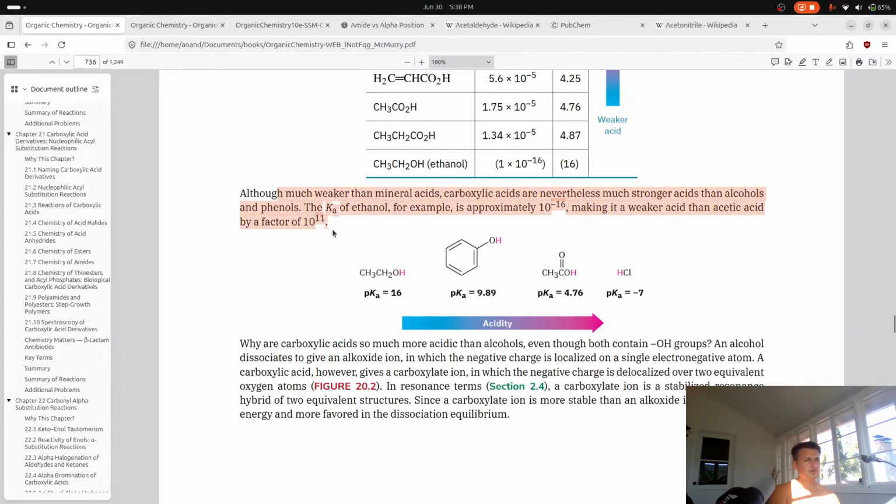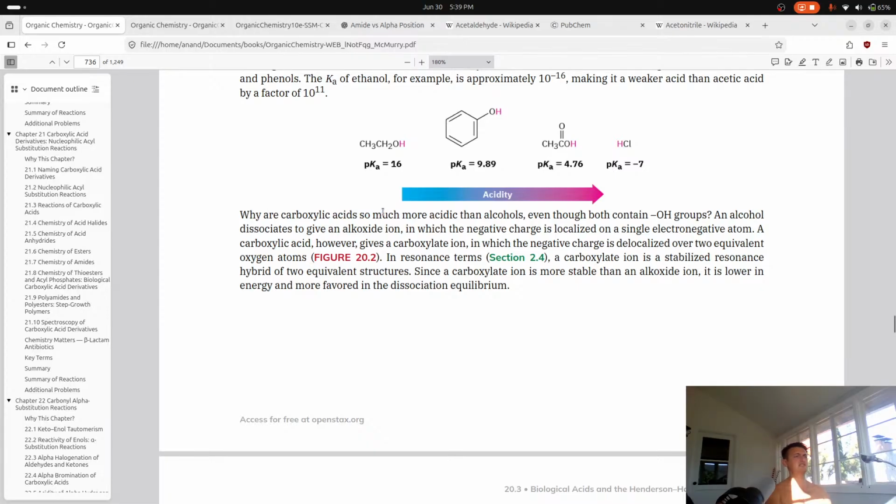Although much weaker than mineral acids, carboxylic acids are nevertheless much stronger acids than alcohols and phenols. The Ka of ethanol is 10 to the minus 16, making it a weaker acid than acetic acid by a factor of 10 to the 11.